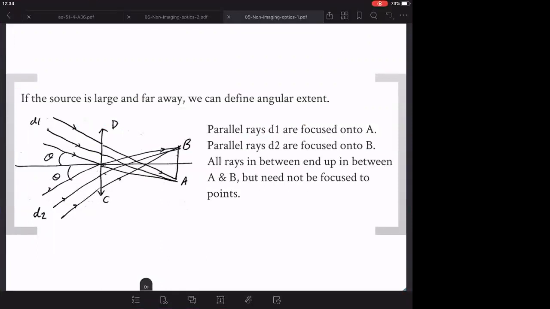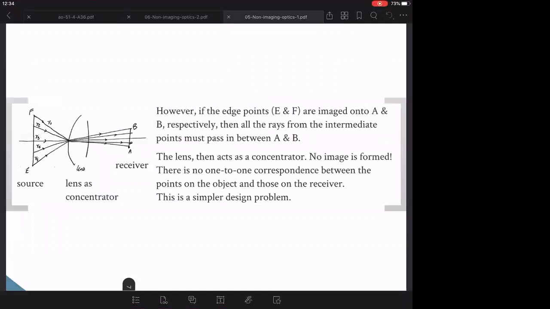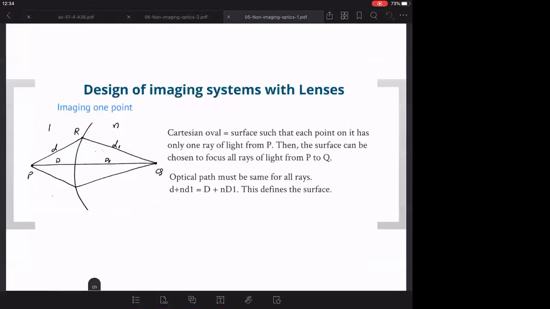Okay, thank you. Okay, so let's begin where we left off last time. So just a quick review. What we found out is that an imaging optic is doing a one-to-one map. So rays of light from point P will all converge to a point Q. That's a function of an imaging optic.